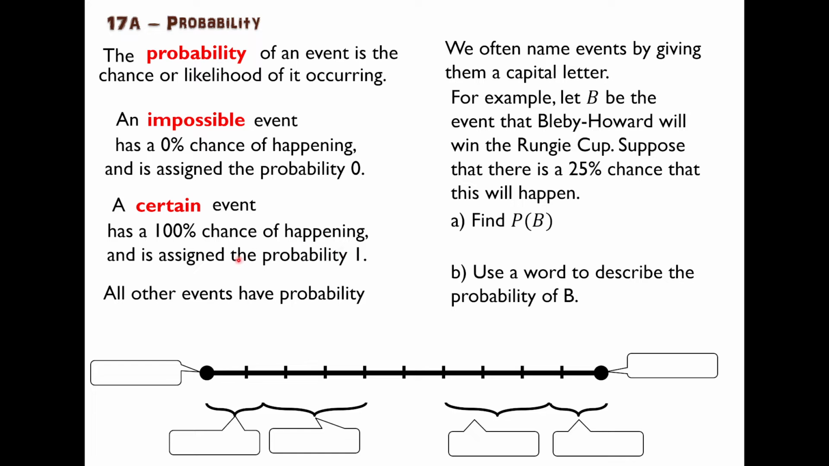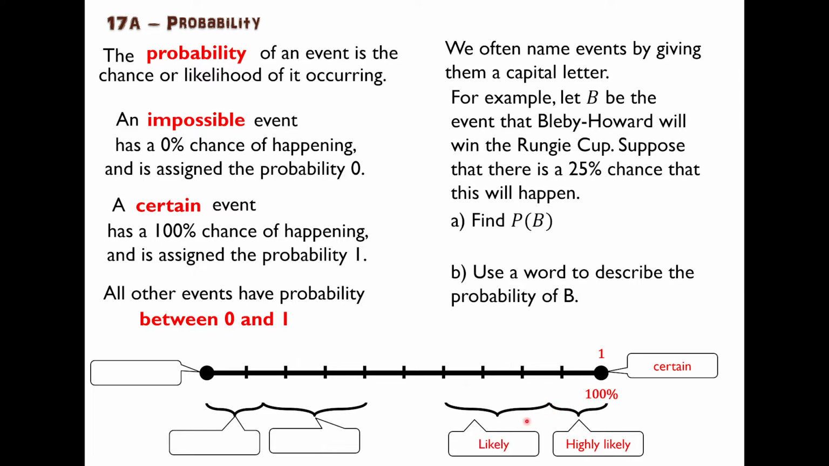All other events have a probability between 0 and 1, between 0% and 100%. We can do a number line to show different kinds of probabilities we could get. On this end, we've got certain events, and a certain event has a probability of 1 as a decimal. How would I write 1 as a percentage? It would be 100%. Events that are on this end are highly likely. You're pretty sure they're going to happen. It's not guaranteed, but you're pretty sure.